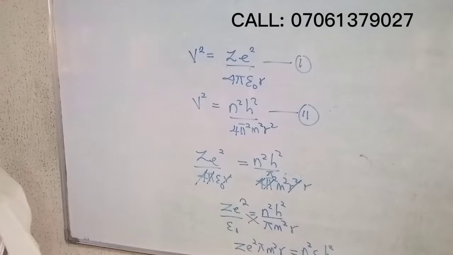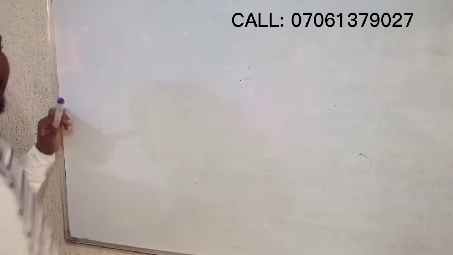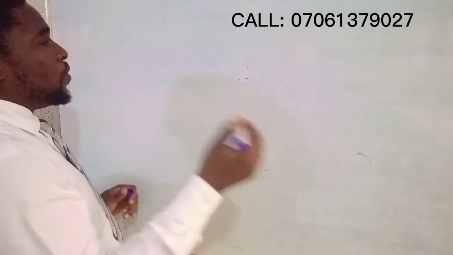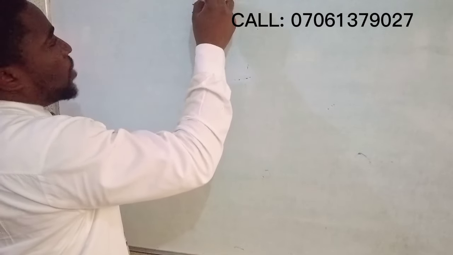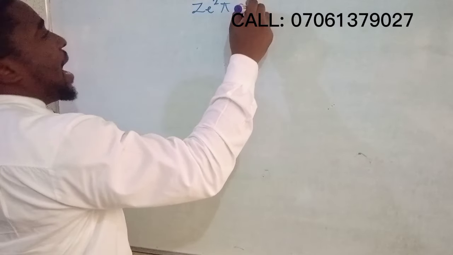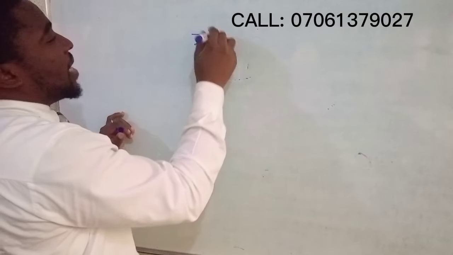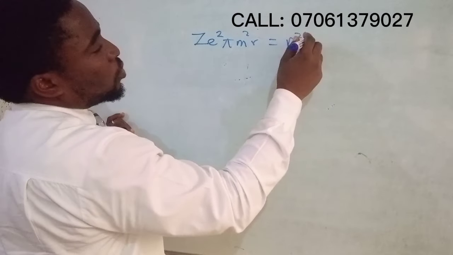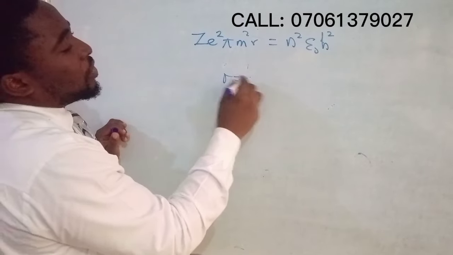So making R the subject of the formula will give us an idea of what the Bohr's radius is all about. Now let us equate 1 and 2. So we have done that already. And we have Z E squared, we have pi, we have m squared, we have R. And that is equal to, let me bring it down a little bit so you can see, Z E squared pi m squared R. And that's equal to n squared epsilon naught and h squared. So from here we can make R the subject of the formula.